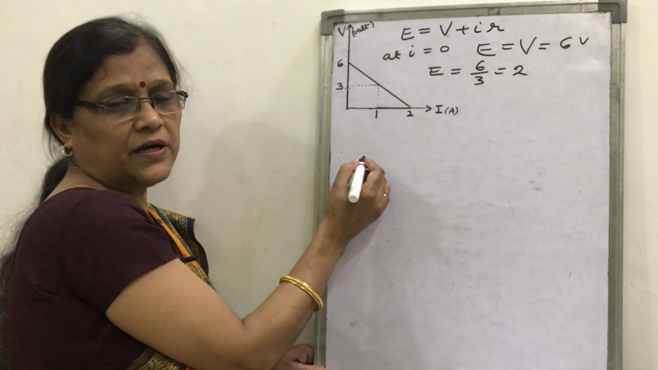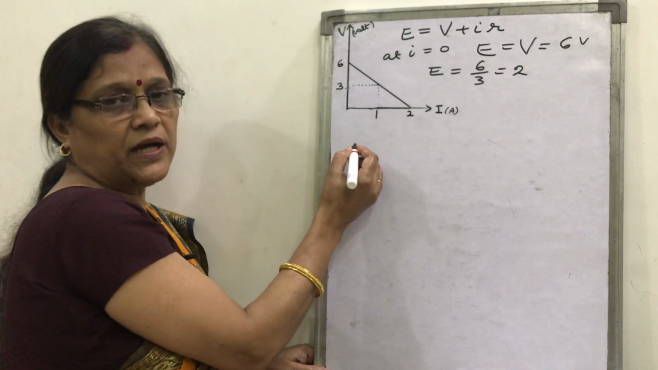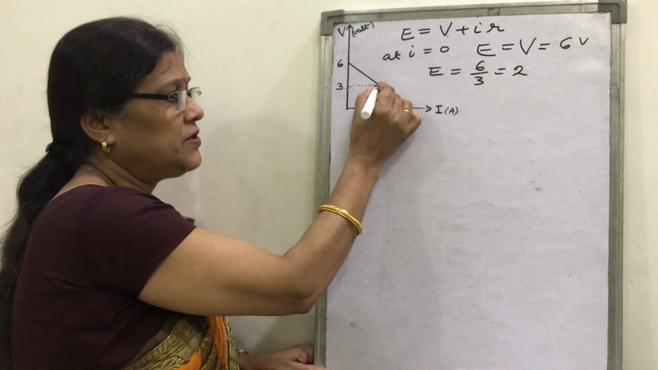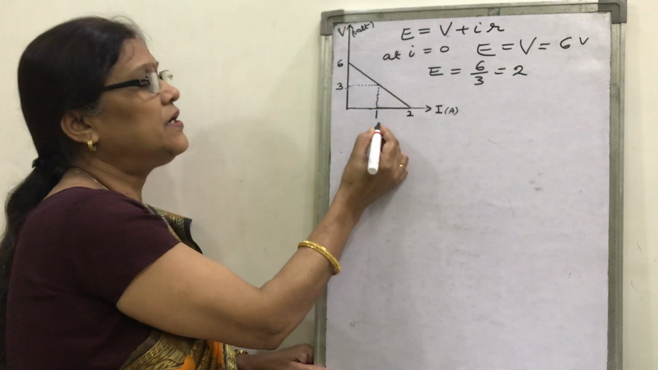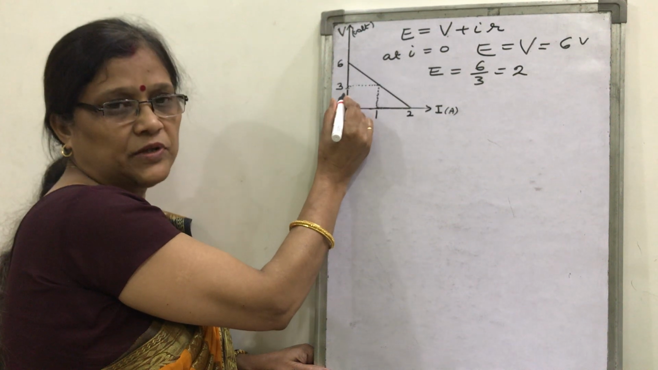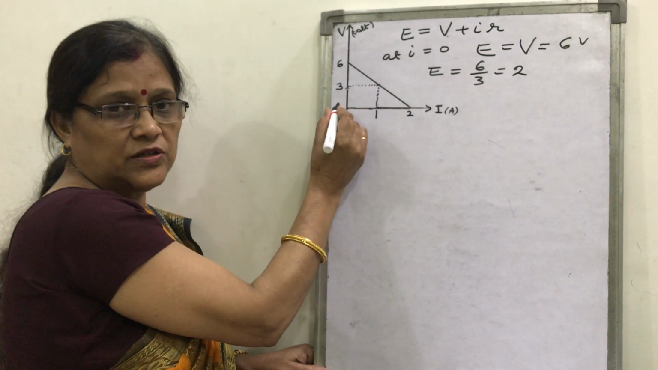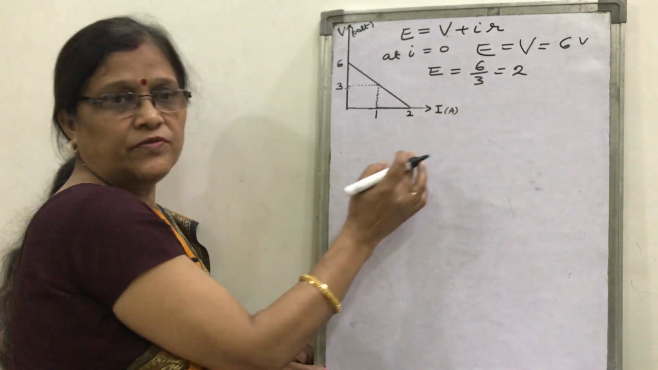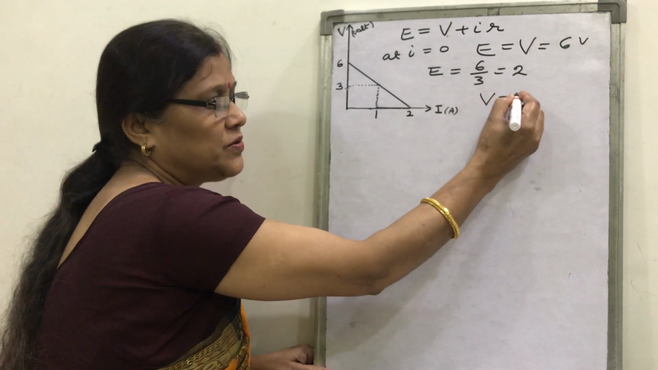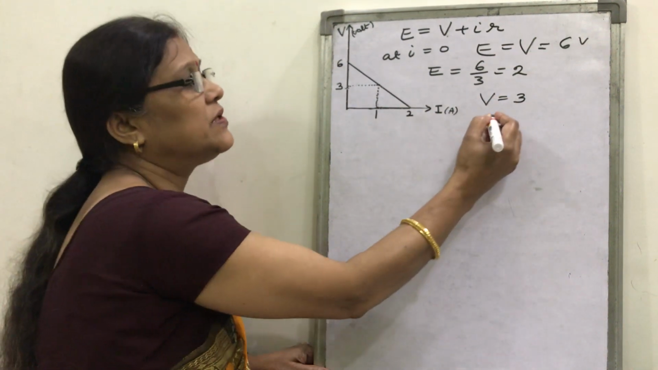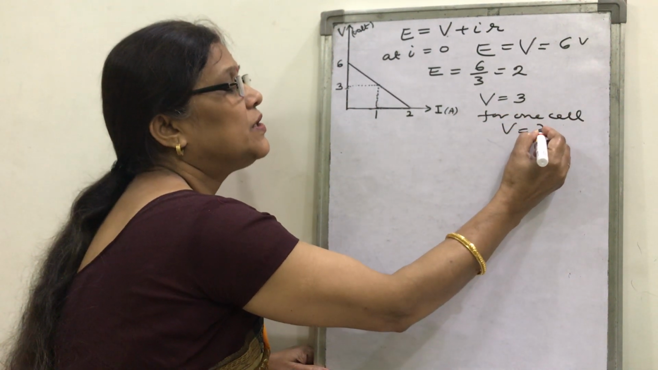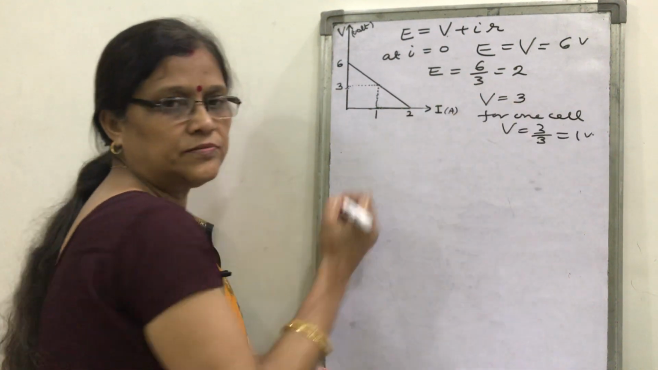Now for the second part, the current for maximum power dissipation. Let us find at 3 volt, what is the current? It is from the graph 1 ampere. So 3 volt is the terminal potential difference of 3 cells. Like here EMF was 6 volt for the 3 cells, then for one cell it is 2 volt. Similarly, V equal to 3 volt terminal potential difference is for 3 cells, so for one cell V will be 3 upon 3, that is 1 volt.